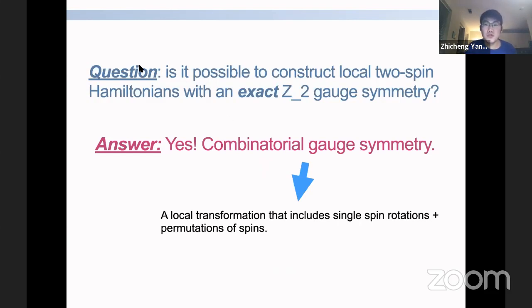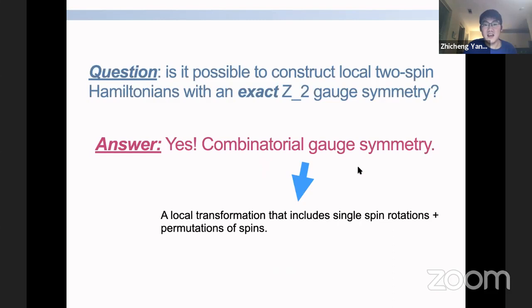Okay. And now let's ask a question. Is it possible to construct local two-spin Hamiltonians with an exact Z2 gauge symmetry? The question we're asking here is different from what people usually do, which is to write down a spin Hamiltonian with two-body interactions, and then explore via numerical methods whether somewhere in the phase space the system is actually a spin liquid. So here we're not asking that. We are trying to construct a Hamiltonian with a built-in exact Z2 gauge symmetry to begin with. And of course, the answer here is yes. And the key here is combinatorial gauge symmetry.